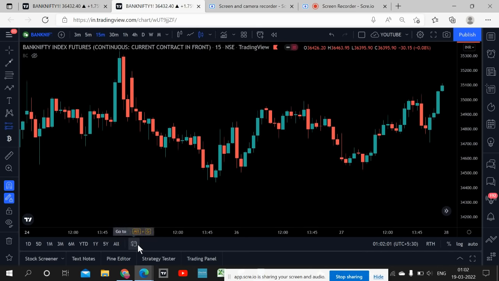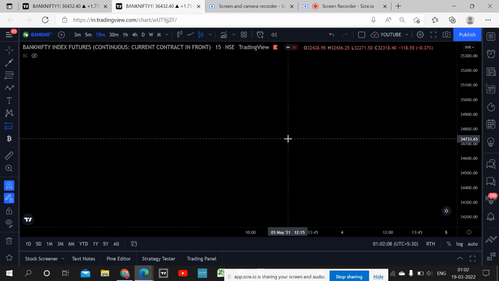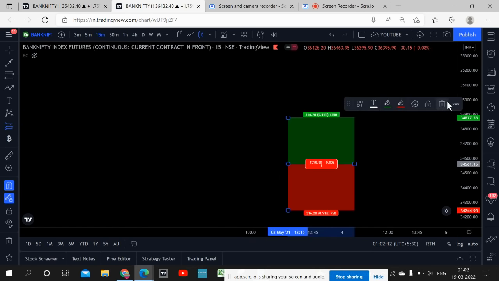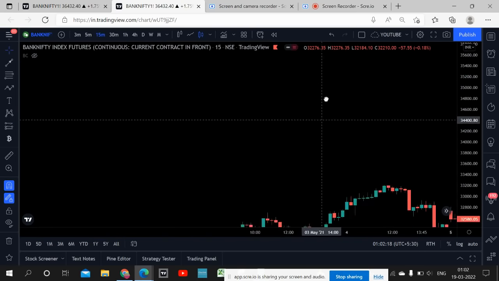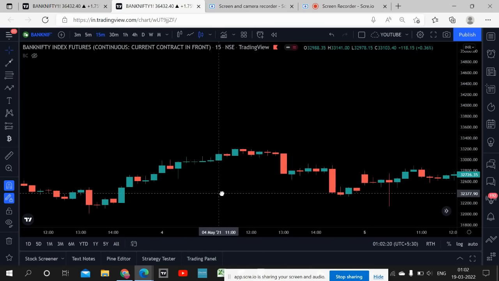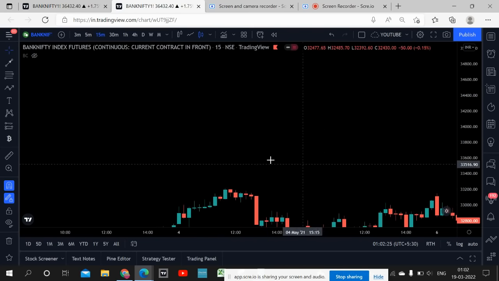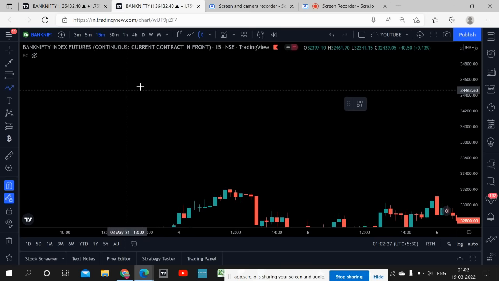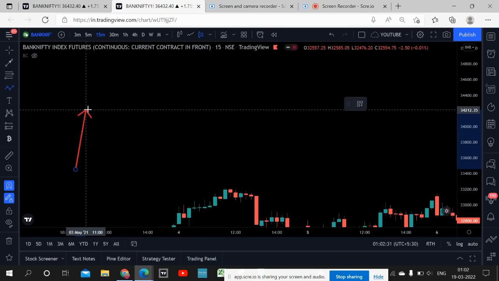Okay guys, I would like to go to the past and show you examples of how it has worked. I'm starting from 4th May. Meanwhile, I would like to once again show you how the setup should look.